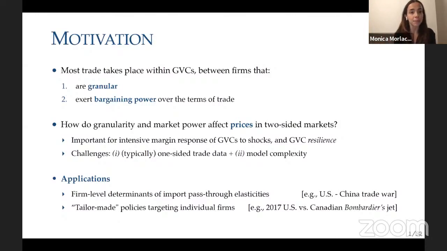And in here, the example that one should have in mind is, for instance, in 2017, the US imposed an enormous, like 300% tariff on a specific Canadian firm, which produced Bombardier's jet. So this sort of tariff and anti-dumping duty was targeting this specific firm, and this type of trade policies are more and more common.